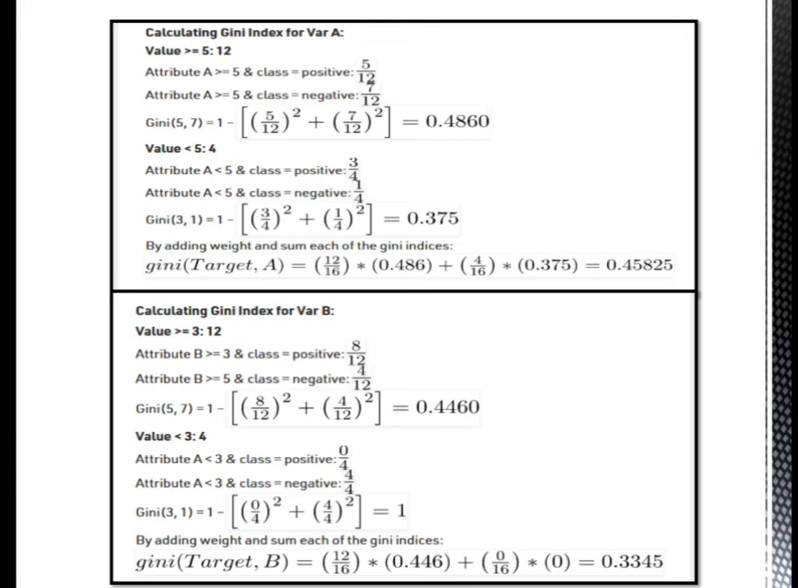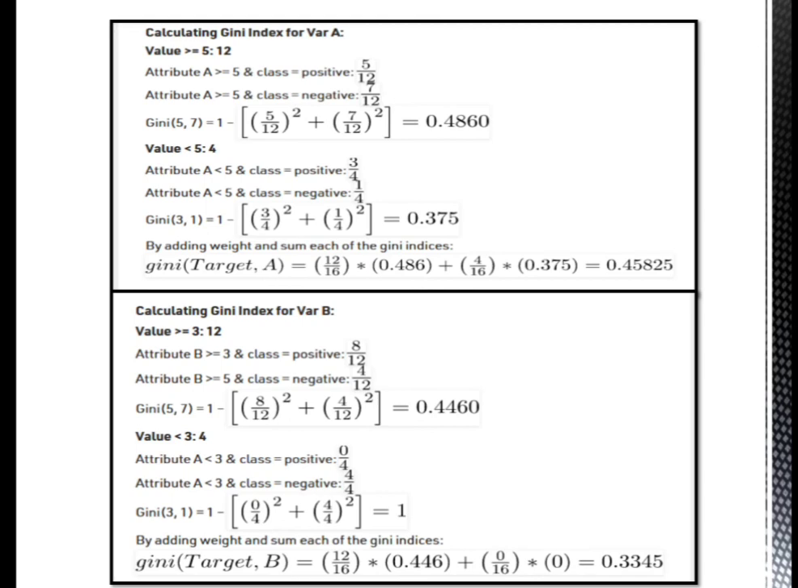When the value is less than 5, out of 16 we have 4 instances. In those 4, 3 are positive and 1 is negative. So the Gini index of 3, 1 will be 0.375. By adding the weighted sum of each of the Gini indexes, that is 12 by 16 into 0.486, when the value is greater than or equal to 5, plus when the value is less than 5, out of 16 we have 4, so 4 by 16 into the Gini of 3, 1, which is 0.375. So the Gini index for the attribute A will be 0.485.